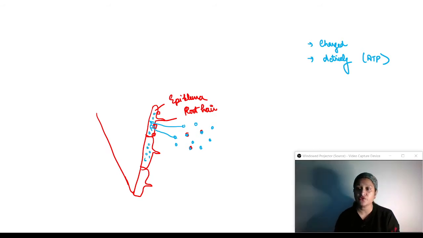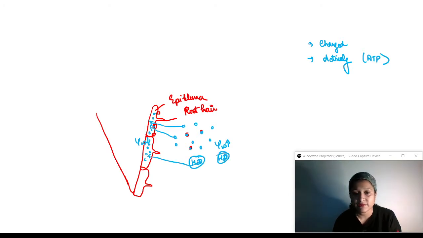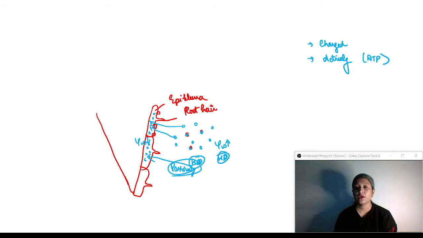Now as the ions are absorbed by the epidermal cell, the concentration of ions actually increases. जब ions अंदर जा रहे हैं तो ions की concentration increase होगी, ठीक है? So what will happen? The water potential decreases as the ionic concentration is increasing over here. And in the soil, the water potential is more. So from the soil, the water will move passively in the root. ओके तो पहले आयंस एब्जॉर्ब होंगे, उसके पीछे पीछे पानी एब्जॉर्ब होगा.